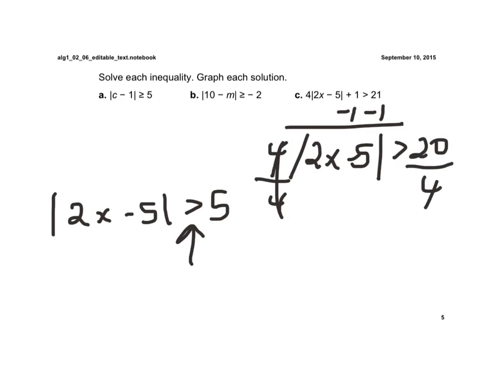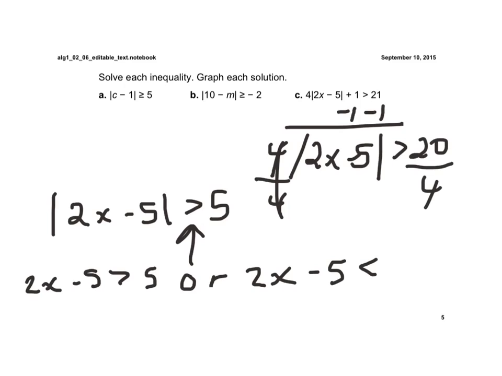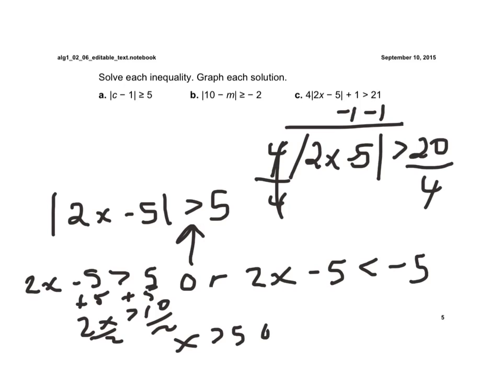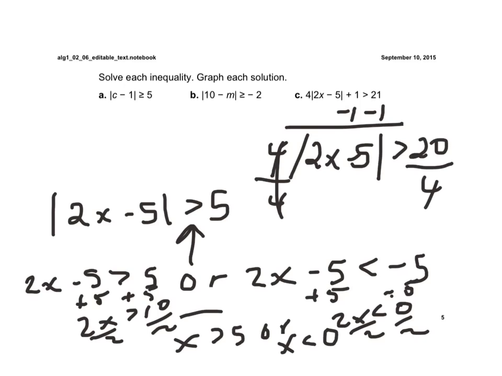Again, it's an or because of that. So I have 2x minus 5 is greater than 5, or 2x minus 5, flip and change. Okay, and we solve, so I'm going to add 5. I get 2x is greater than 10, divide by the 2, I get x is greater than 5, or I add the 5, and I get 2x is less than 0, divide by the 2, I get x is less than 0. So I have x is greater than 5, or x is less than 0.